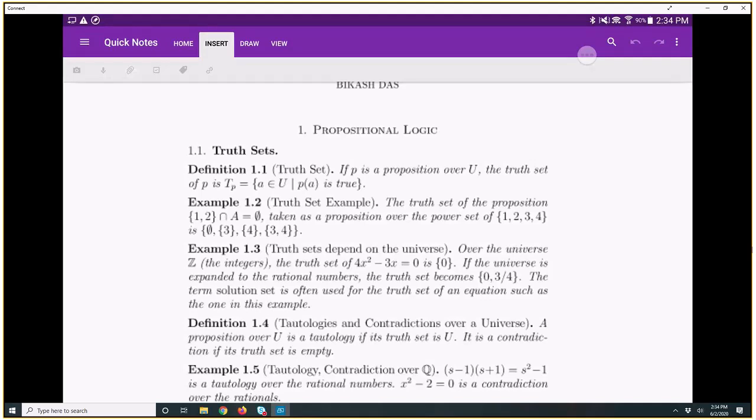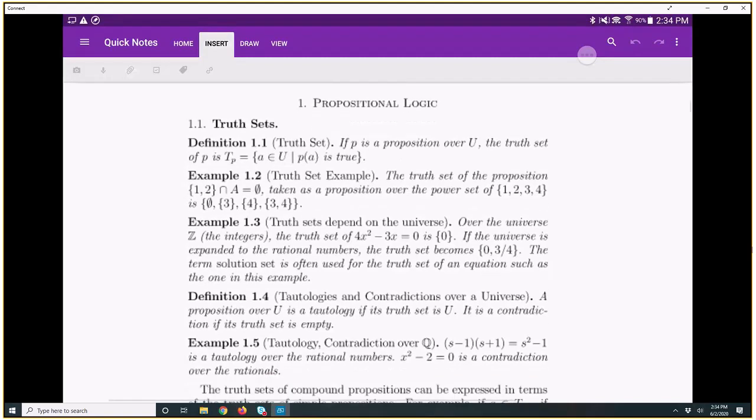So we're going to let capital U denote our universe of possible inputs for our truth statement, and the truth set will be the set of all elements in the universe that make that proposition true.